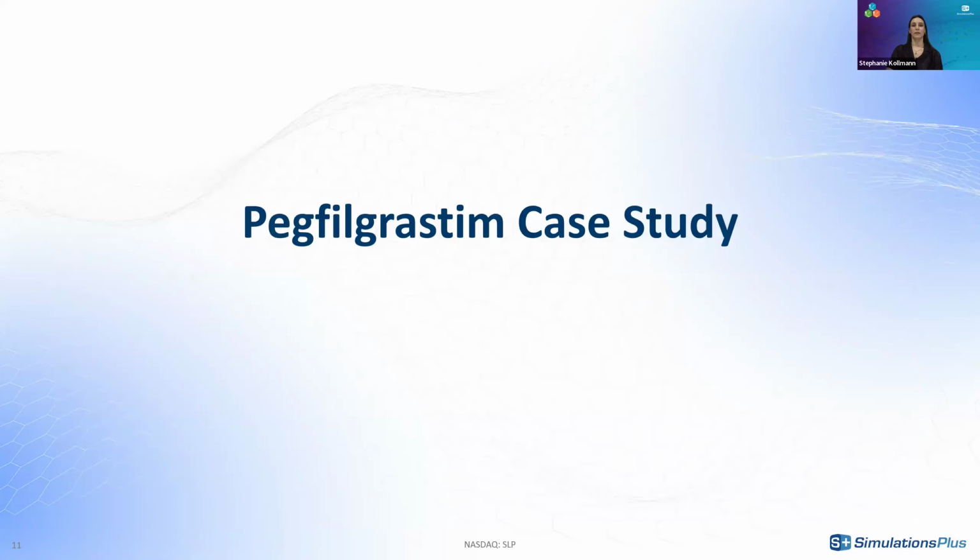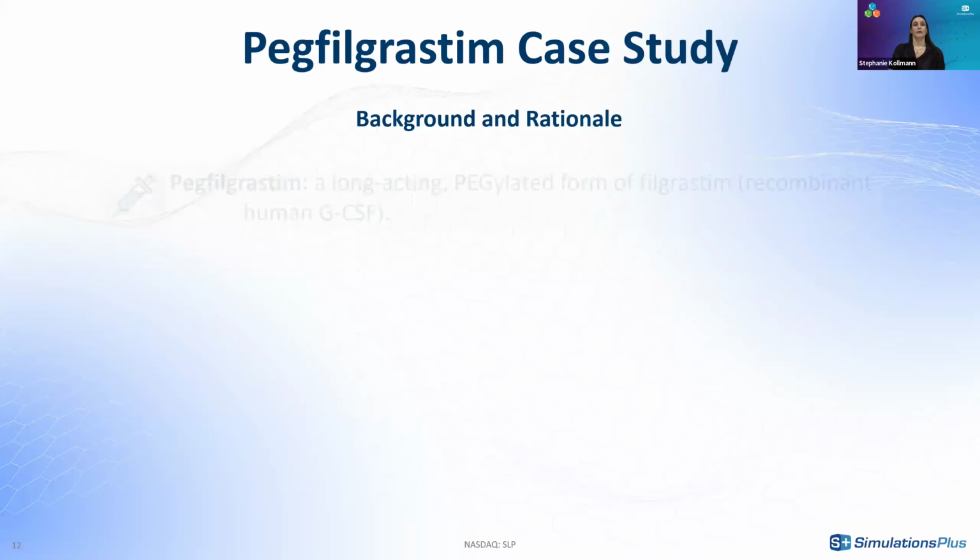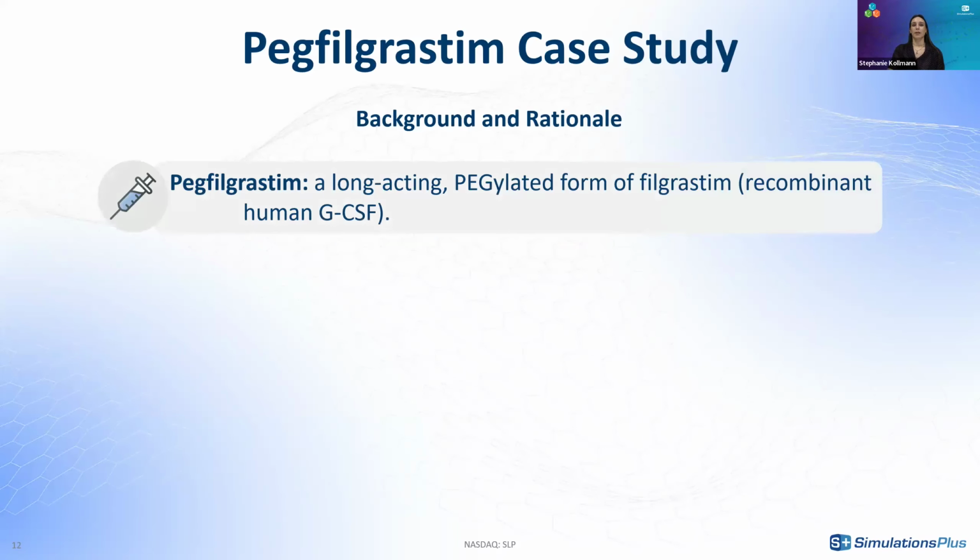Okay, so now that we have covered the regulatory context and understand what agencies expect to demonstrate biosimilarity, let's move from theory to practice and look at a concrete example, a pegfilgrastim case study. So pegfilgrastim is a pegylated recombinant human granulocyte colony stimulating factor, or GCSF.